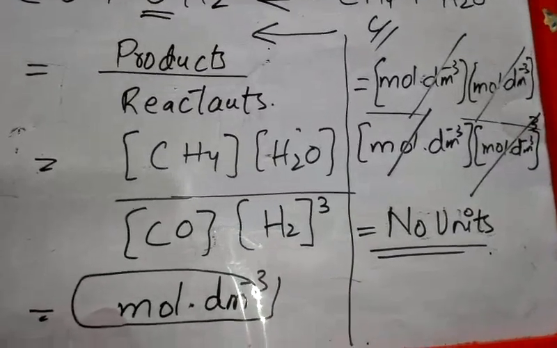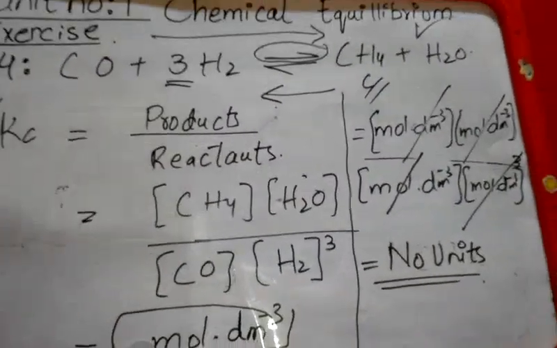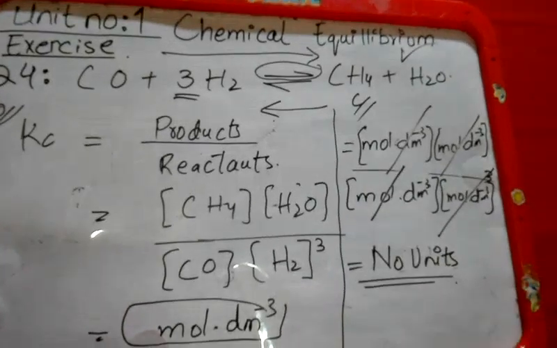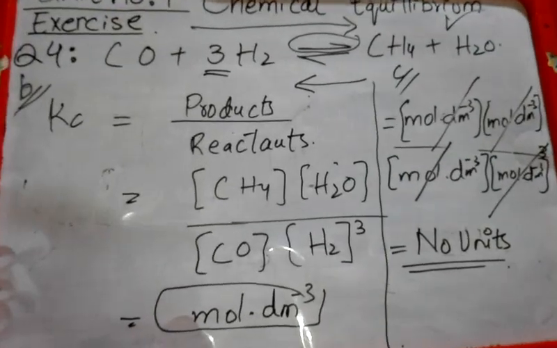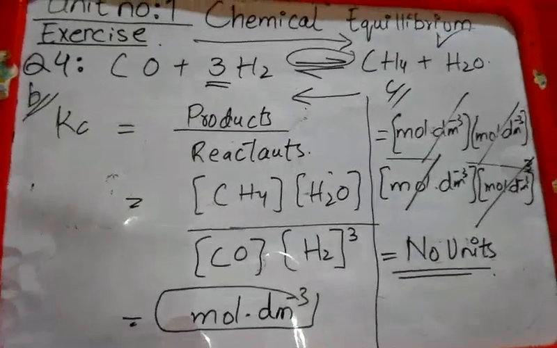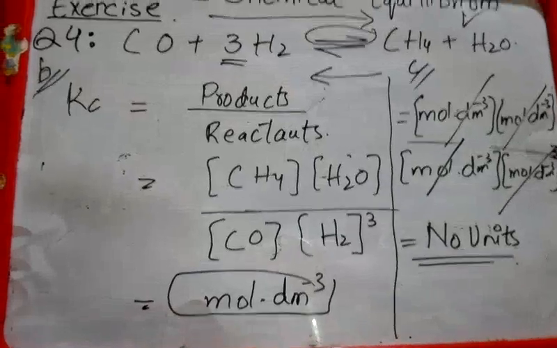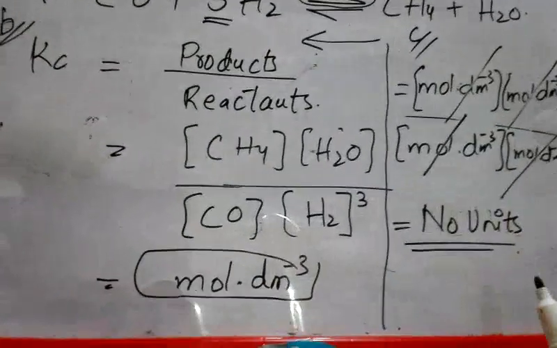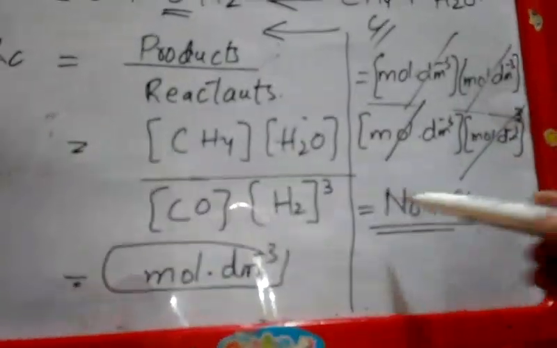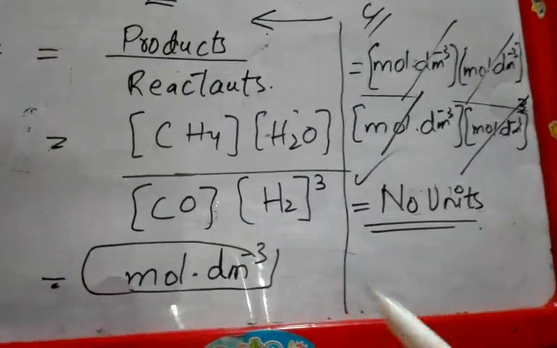Now this question has 3 parts. We have done all 3 of them. I hope you guys have understood these 3 parts. How to find the forward and reverse reaction was our first part. The second part was how to find the Kc or equilibrium constant of the reaction, and the third was how to find the units. You will find the units by putting in the value mole per decimeter cube.